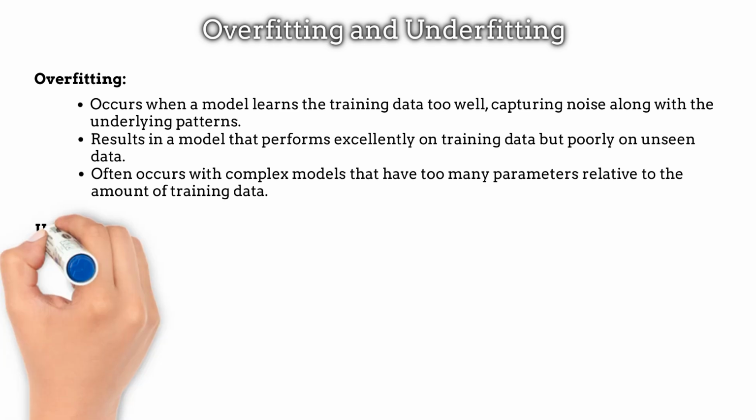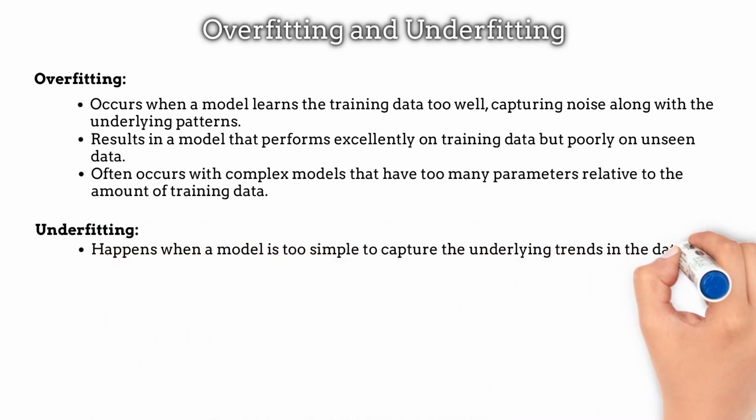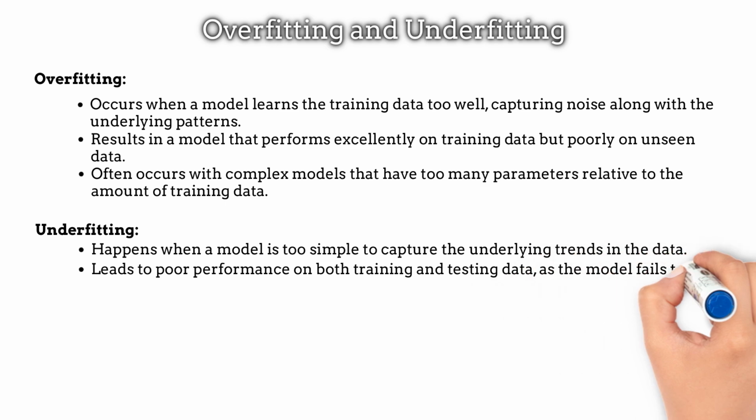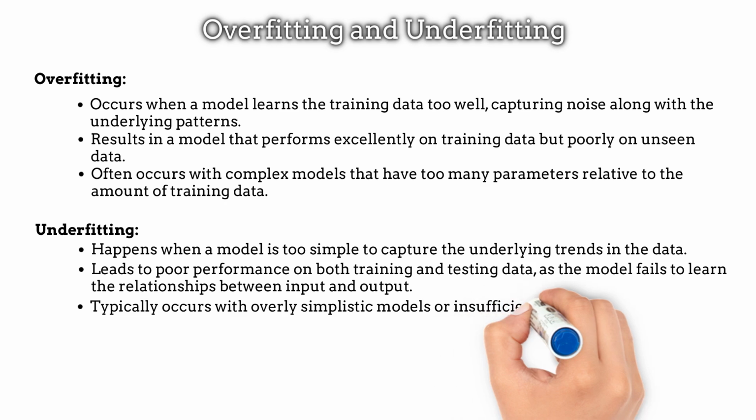On the other hand, underfitting occurs when a model is too simplistic to understand the underlying structure of the data. It's akin to studying a single chapter for an exam, but expecting to perform well on the entire syllabus. In this case, the model fails to capture essential relationships between features and outputs, resulting in poor accuracy on both training and test datasets.